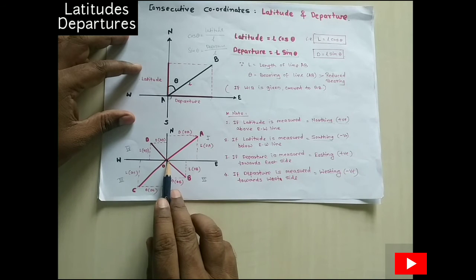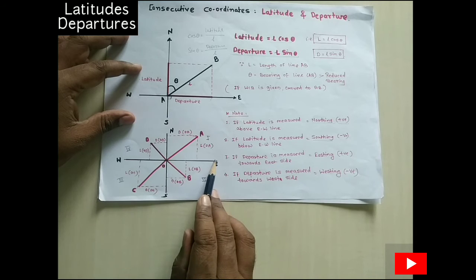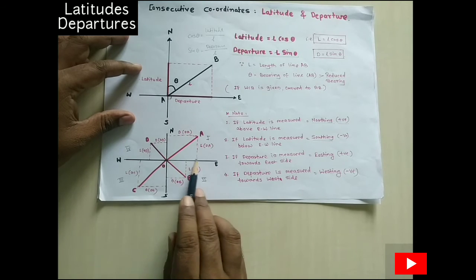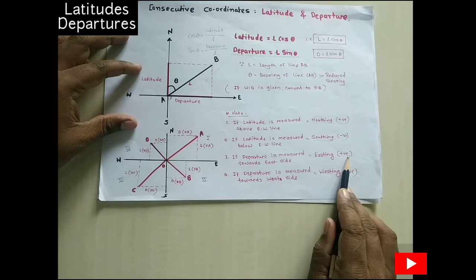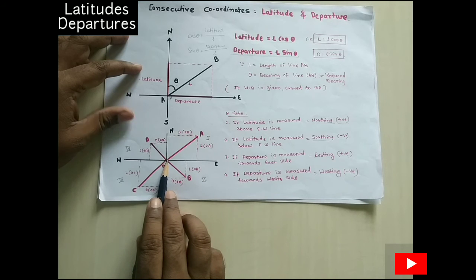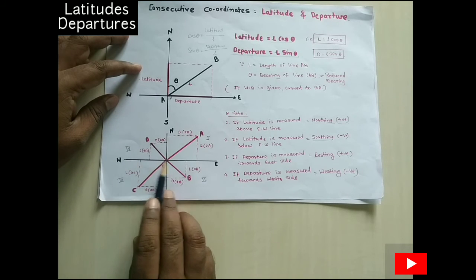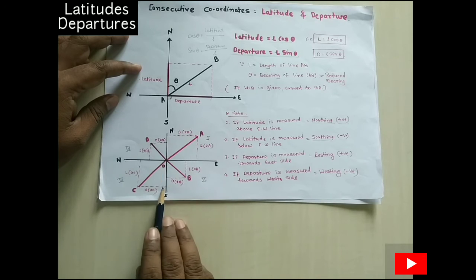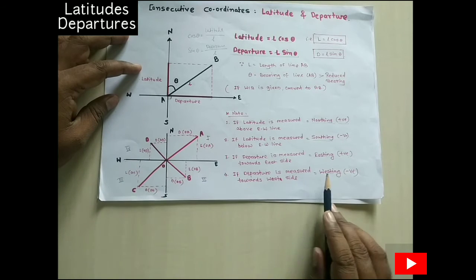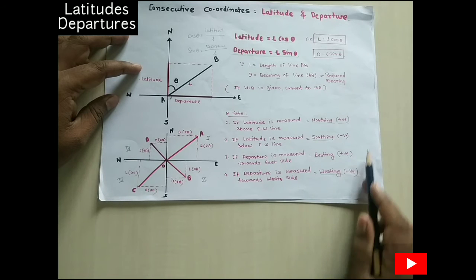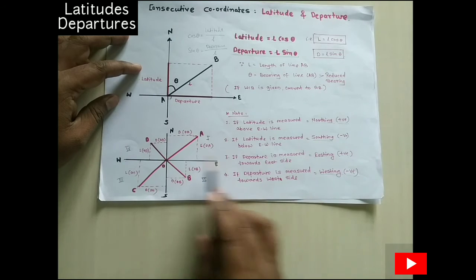If the departure is measured towards the east side or right-hand side of the north-south line, then it is known as easting, and that easting is positive. If the departure is measured towards the west side or left side of the north-south line, then it is called westing, and it is negative. So this is the sign convention for latitude and departure.